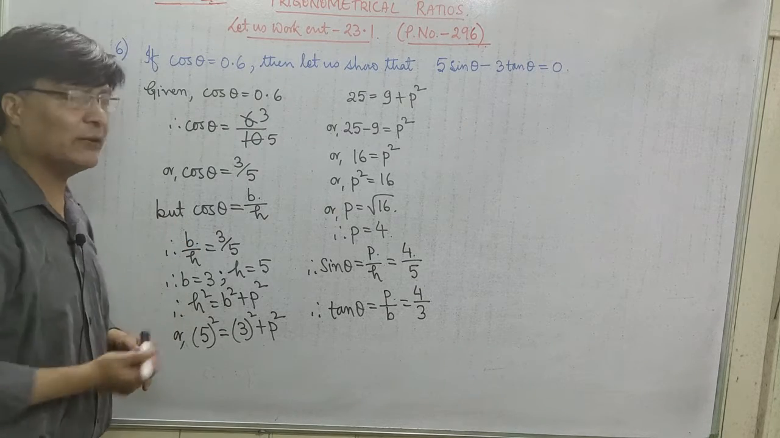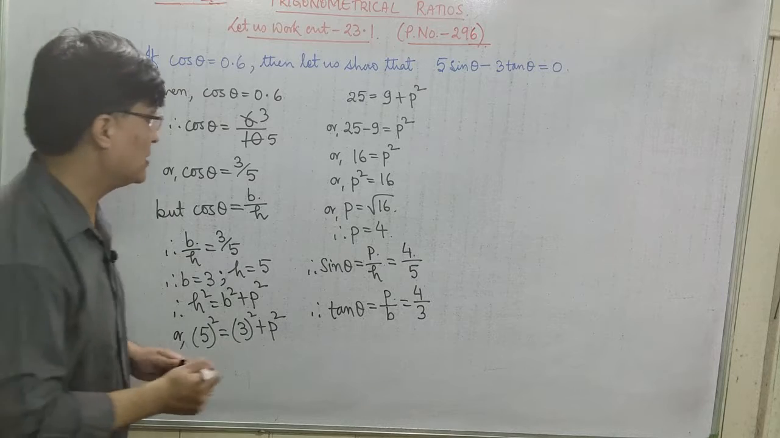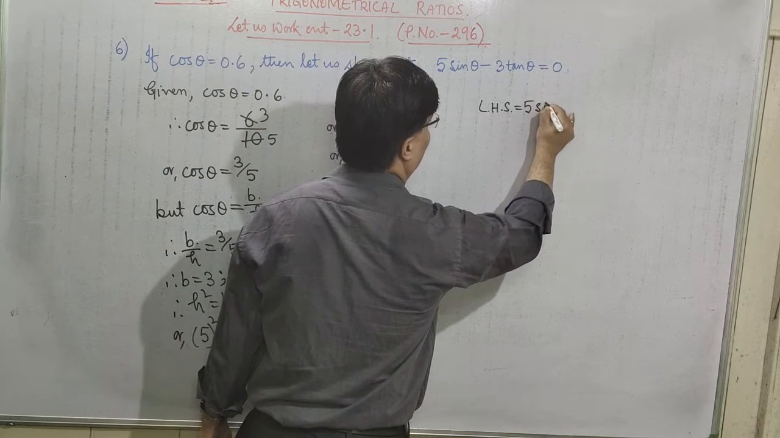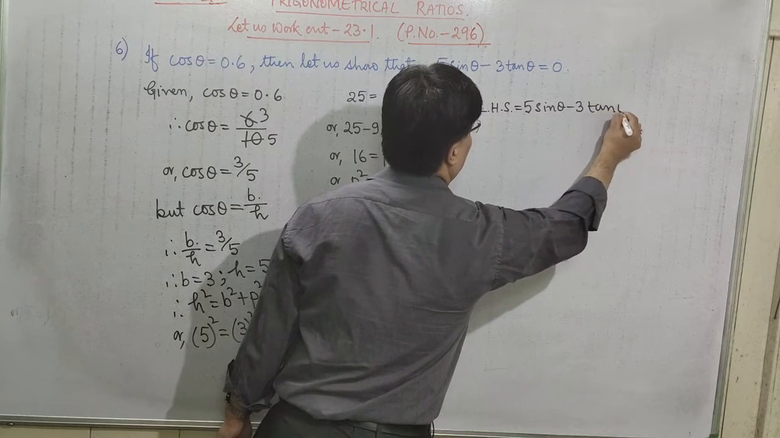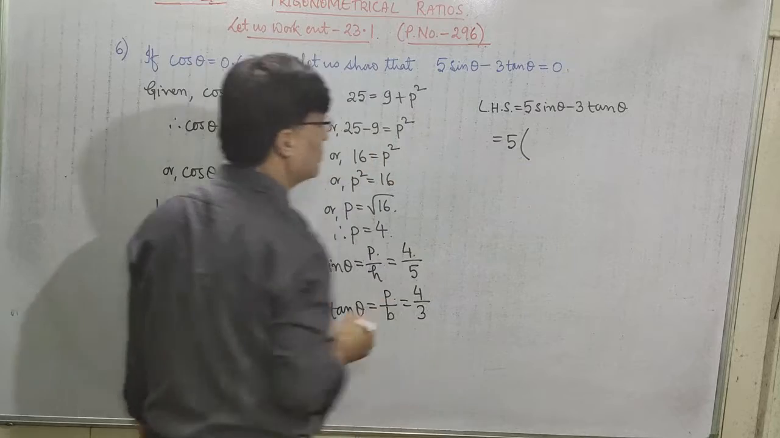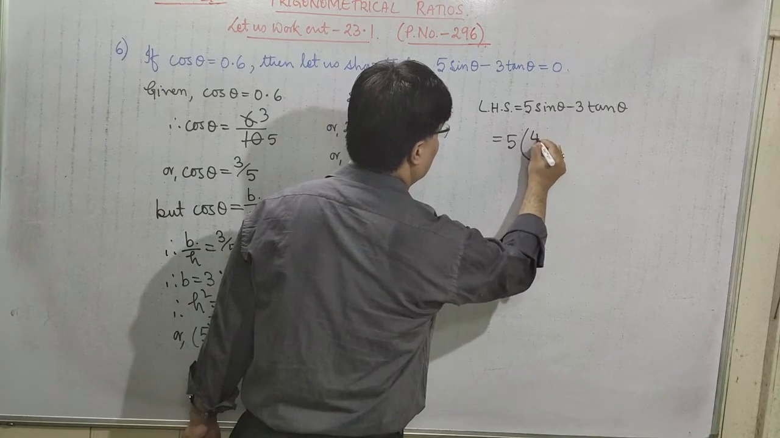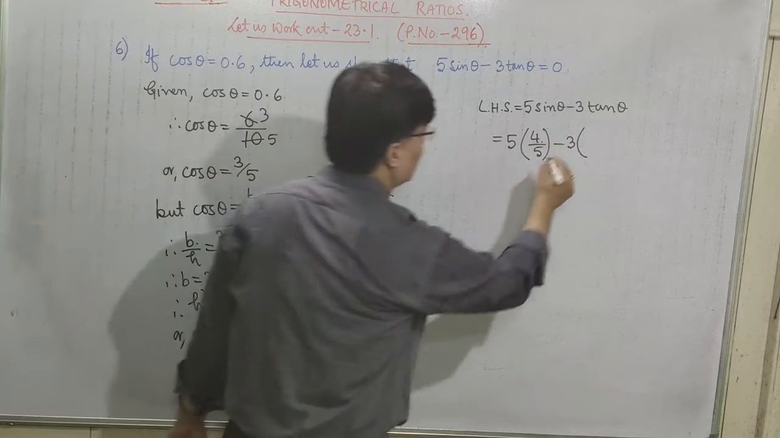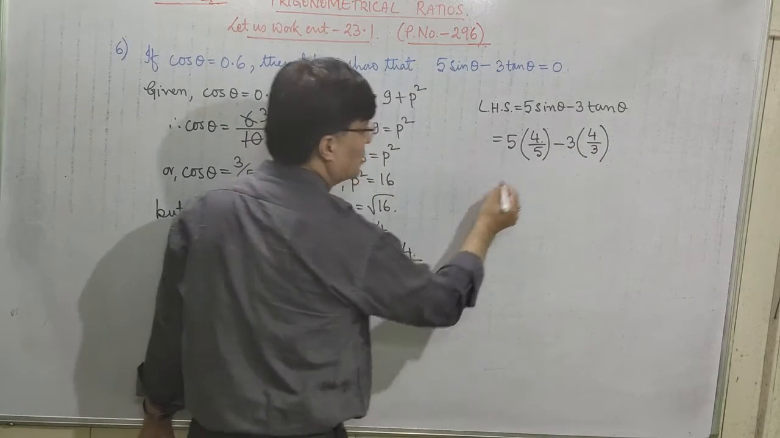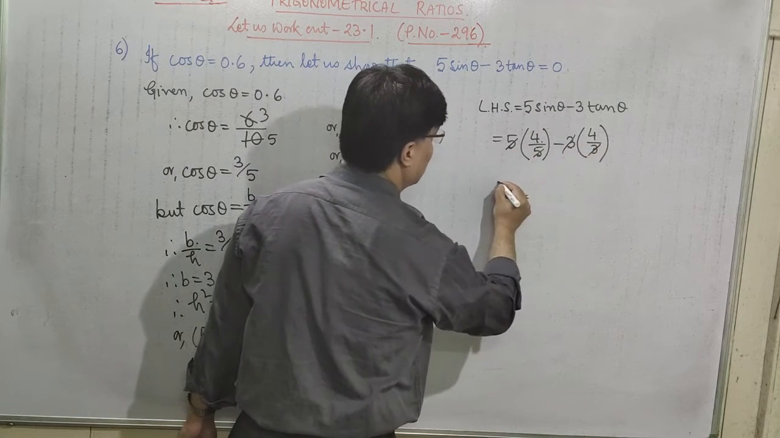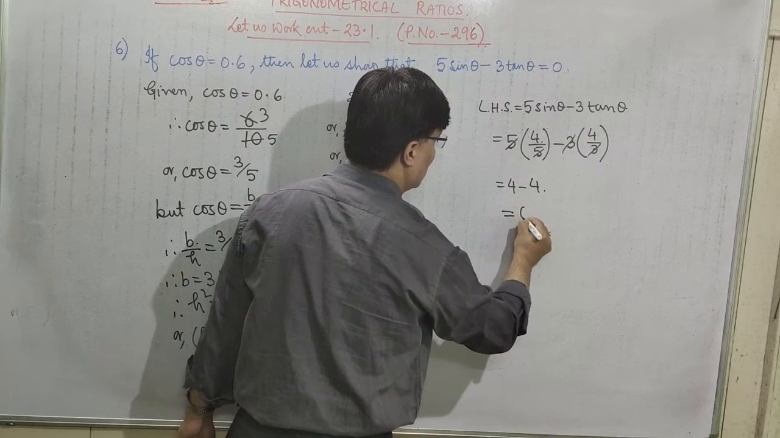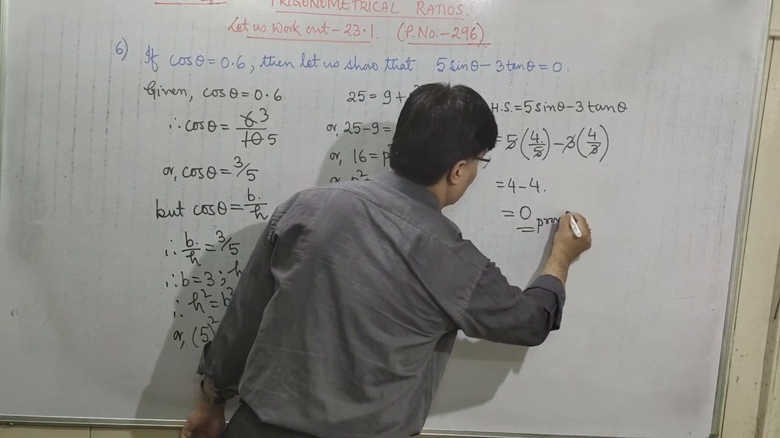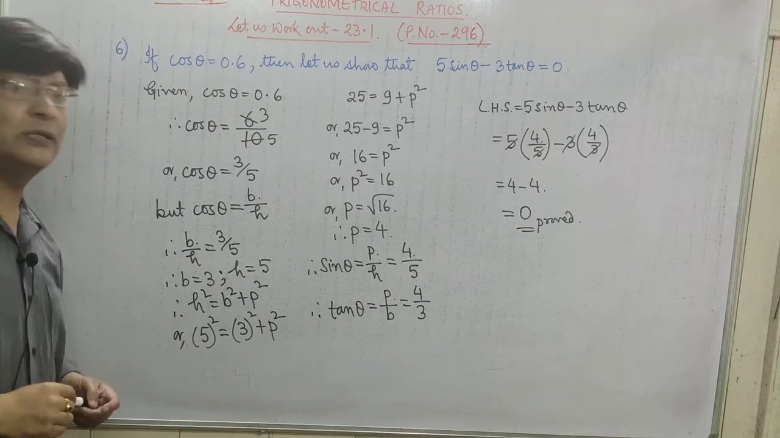So let us put these values on the left hand side to prove LHS is equal to RHS. LHS is equal to 5 sin theta minus 3 tan theta, which is equal to 5 into, what is sin theta? It is 4 upon 5, minus 3 into, what is tan theta? It is 4 upon 3. So you can cancel here: 5 gets cancelled, 3 gets cancelled, which gives 4 minus 4, which is equal to 0, which is equal to the right hand side. So it is proved. I hope you have understood it. You can copy it. Now we'll do the next question.